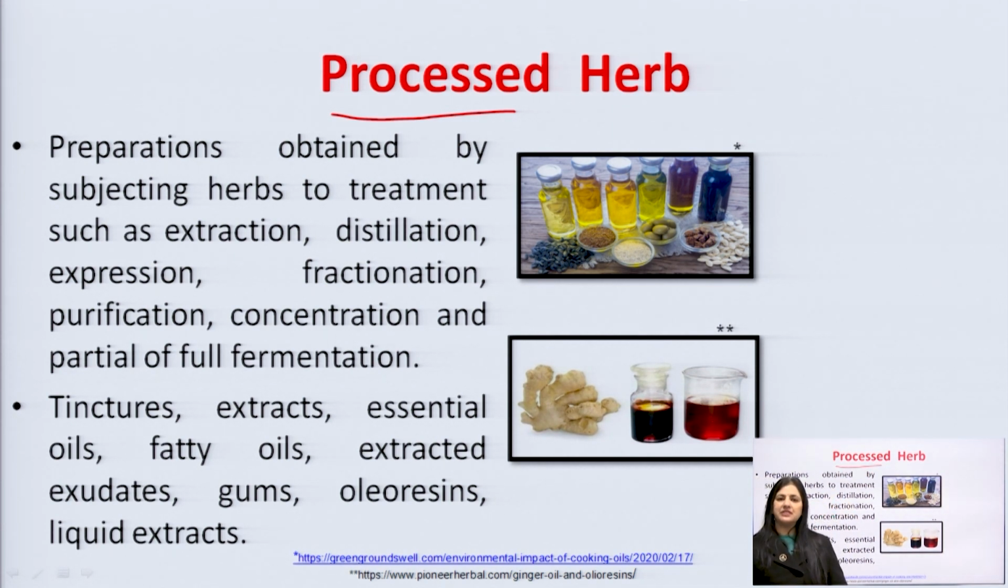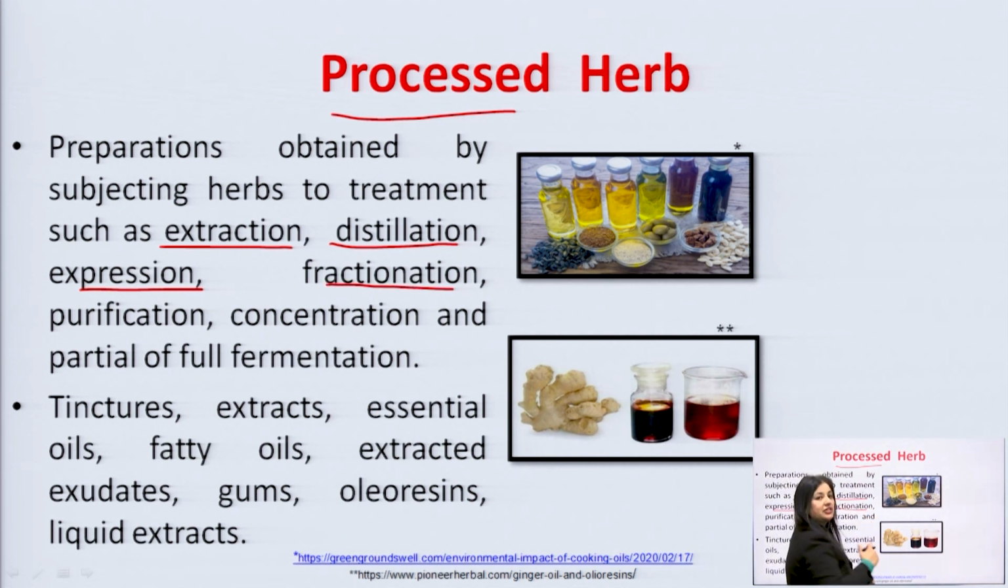It is a preparation obtained by subjecting the herb to treatments such as extraction. You have taken the plant part and extracted out its active constituent, the API that you need. And you have subjected it to distillation. You have done its purification. You have expressed it, expression where the oils are generally expressed from the flower's petals. Then fractionation, you have divided into different fractions or strata or the one part which you need. Then purification, you have purified it.